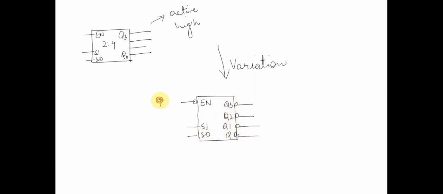So here I can input enable bar. Basically I can ground this pin, right? We can ground this to make it active, and the outputs would be Q3 bar, Q2 bar, Q1 bar and Q0 bar. Correct? This is known as an active low decoder.